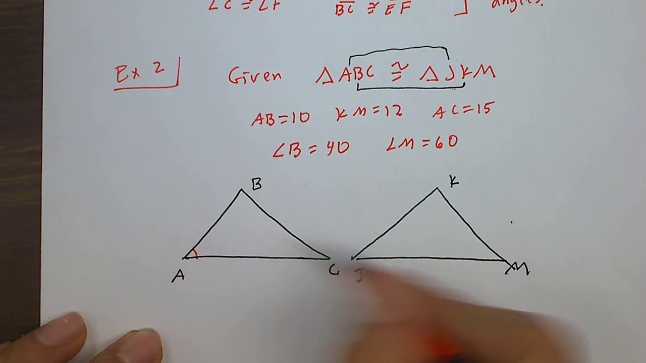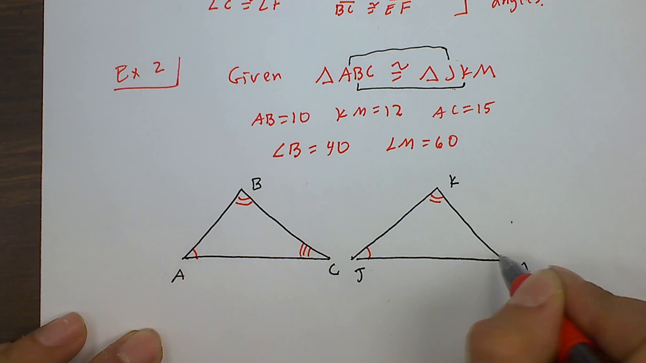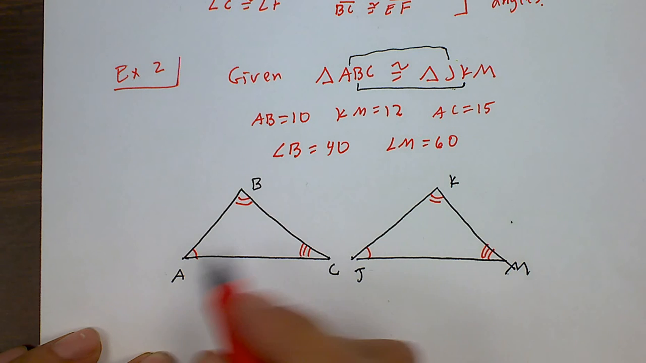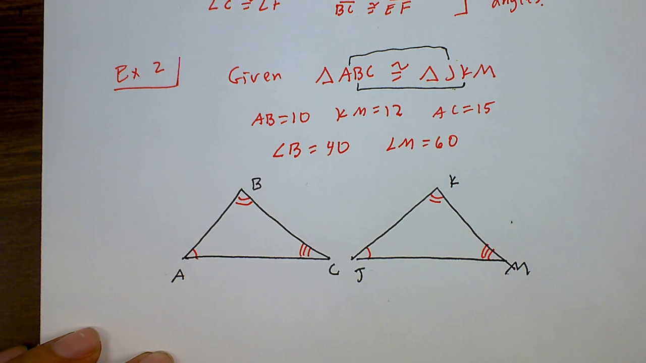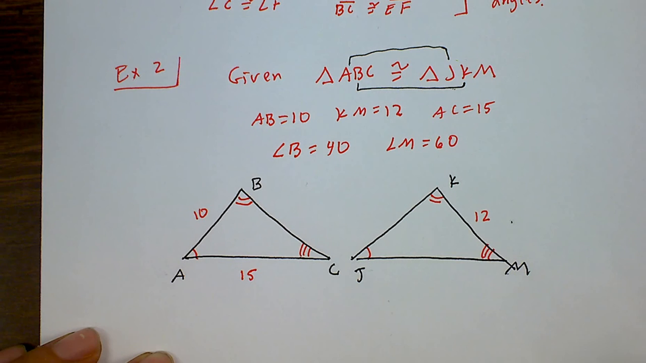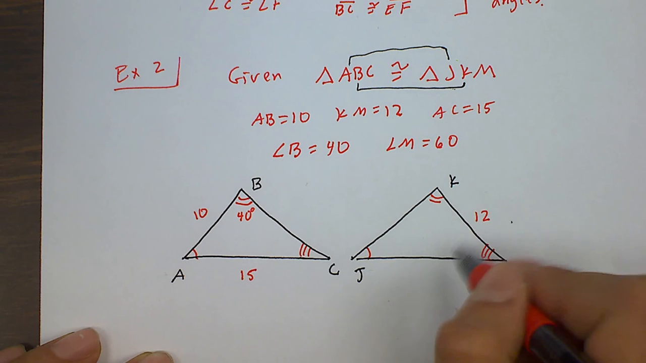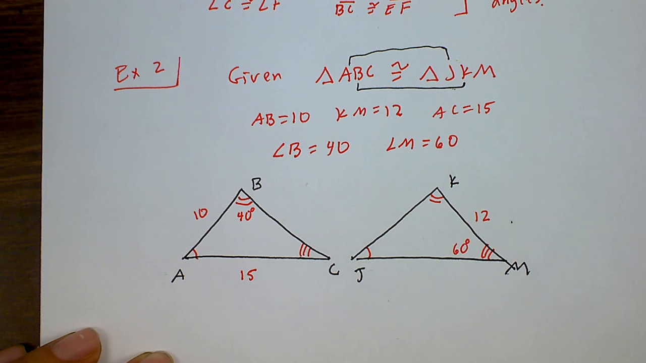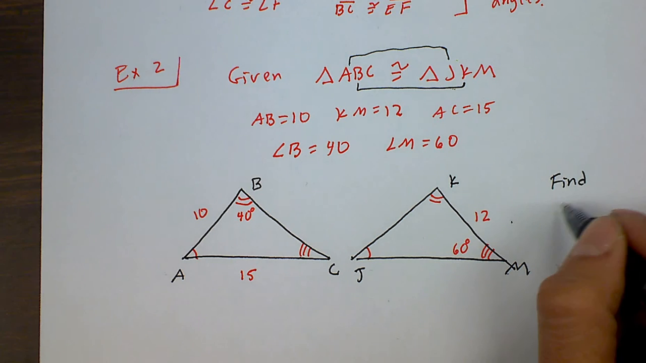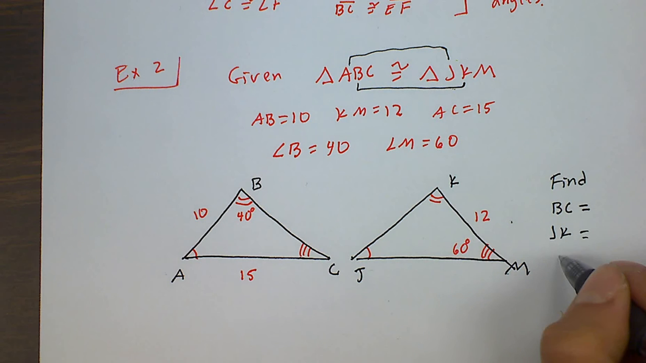So we're going to label that. Angle A is congruent to angle J, angle B is congruent to angle K, and angle C is congruent to angle M. Now we're going to label these things. So AB is 10, KM is 12, and AC is 15. Now we know angle B is 40 degrees, and angle M is 60 degrees. What they want us to do is find the length of BC, the length of JK, and the length of JM. That's what we're going to start with.